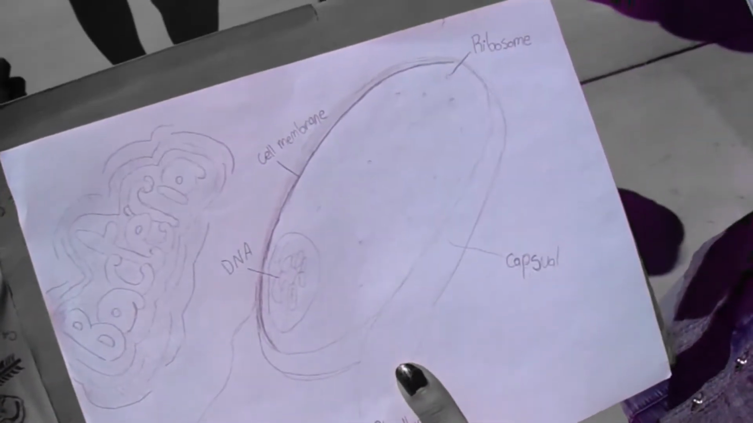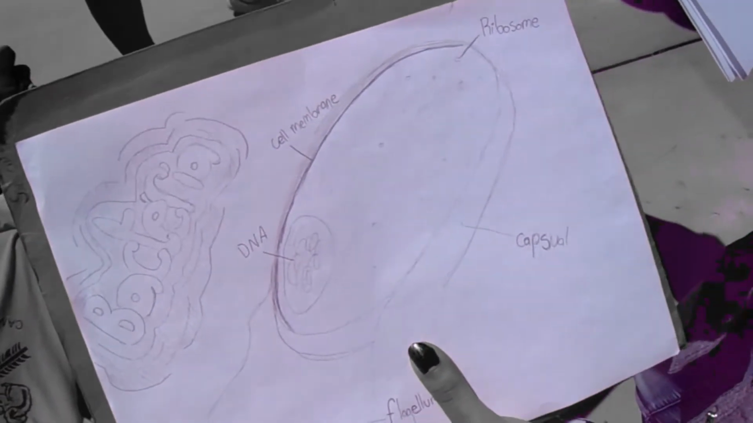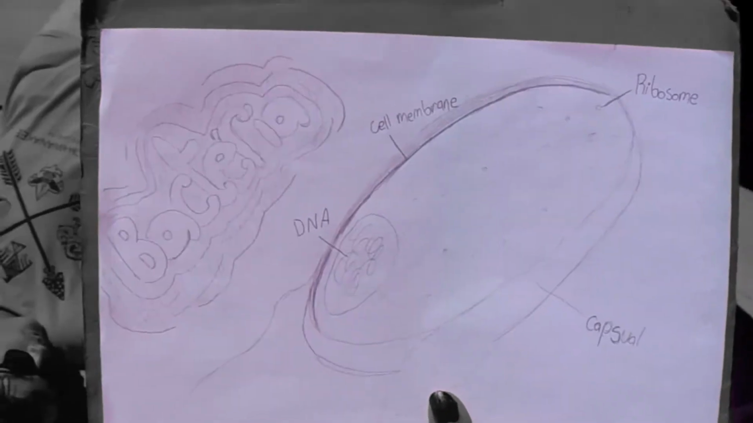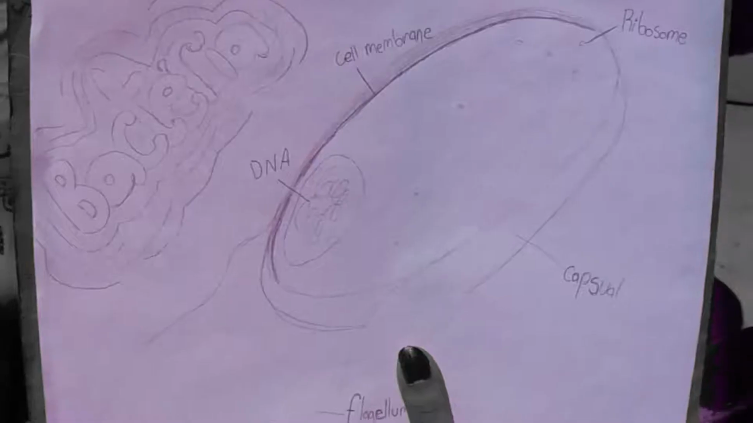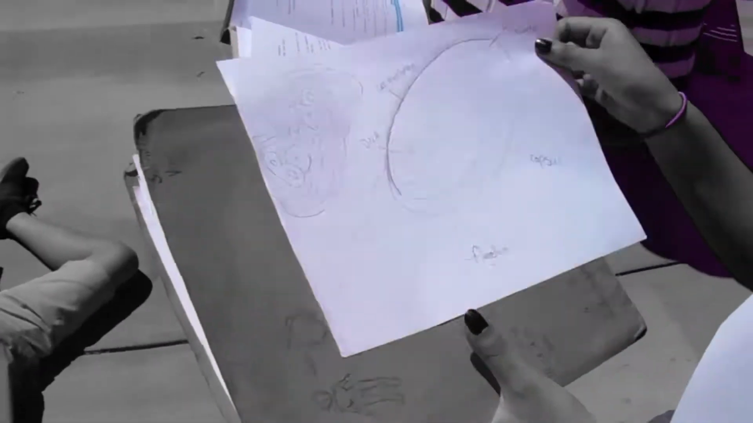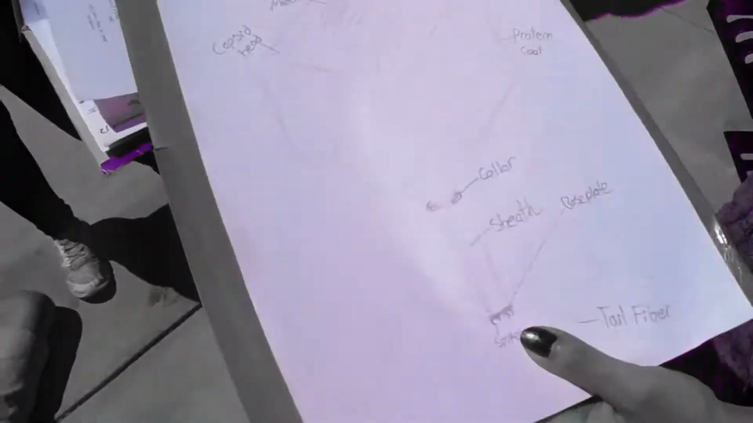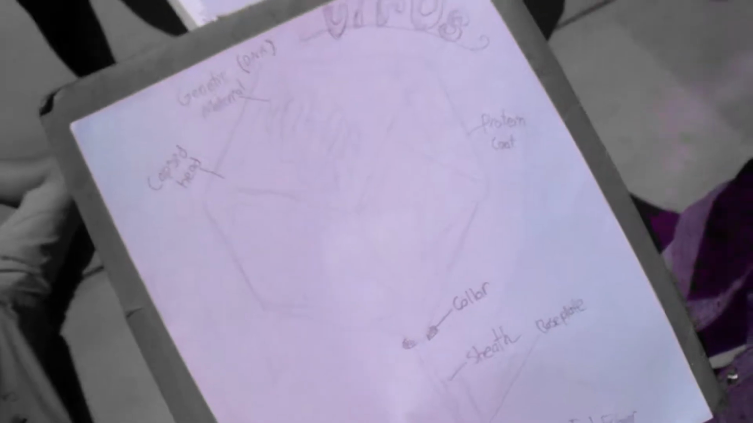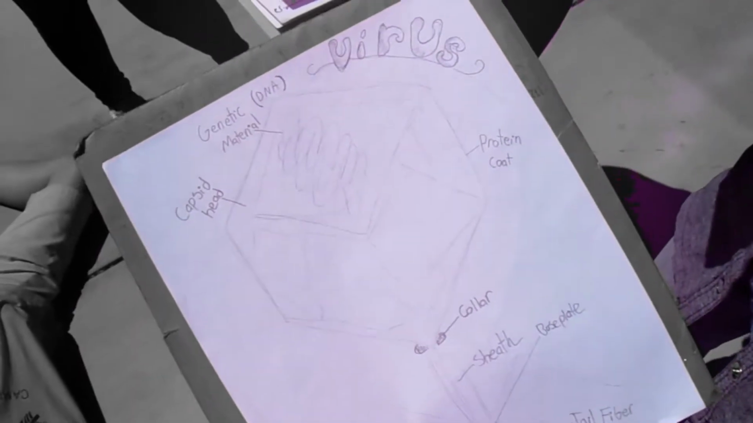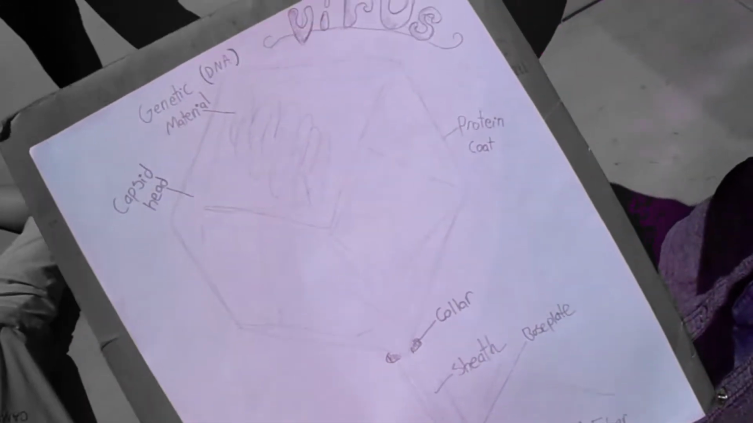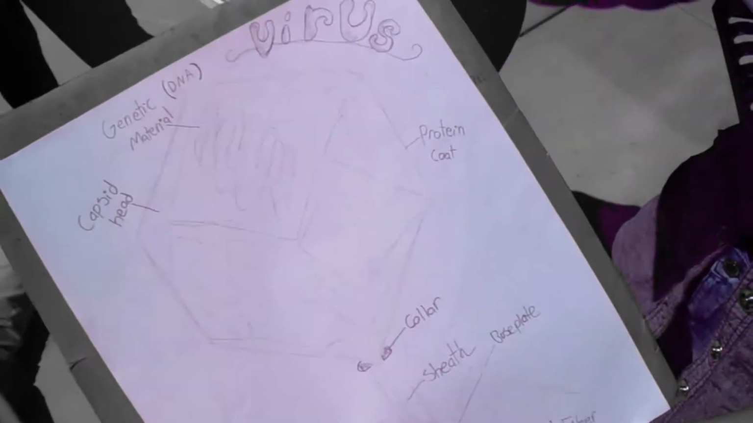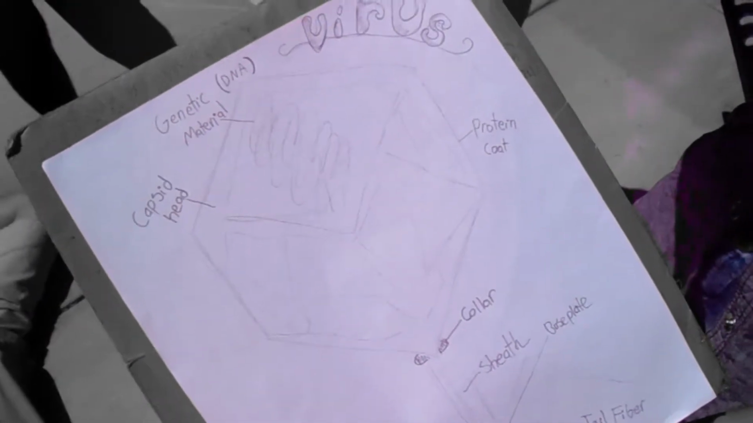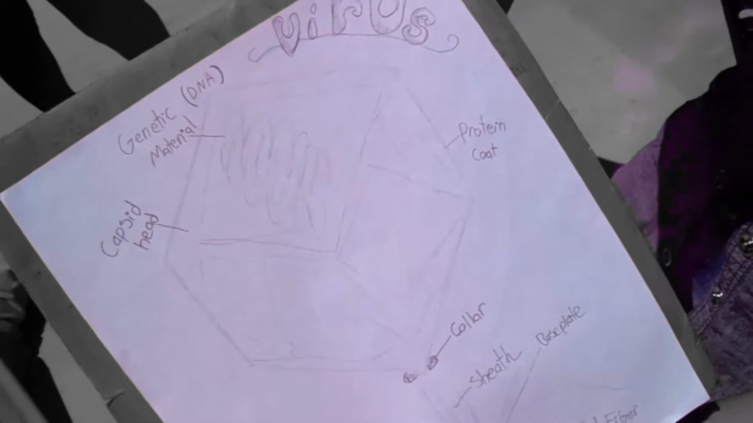What does it look like? Lucky for you gals, I drew a picture of them. This is bacteria. Here's the DNA, the cell membrane, the ribosome, the capsule, and the flagellum. This is what a virus looks like. There are many other types that look much different than this. This particular virus has genetic material, a capsid head, protein coat, collar, sheath, base plate, spikes, and fibers.